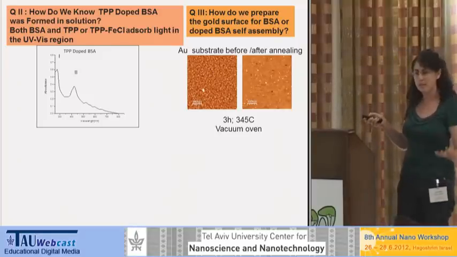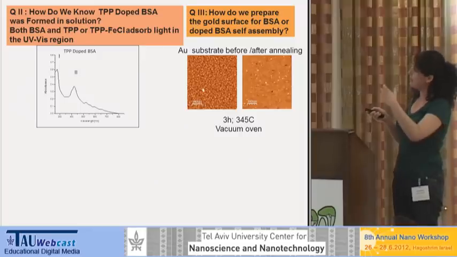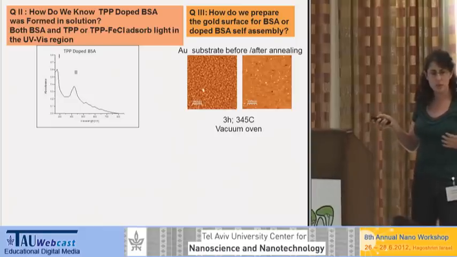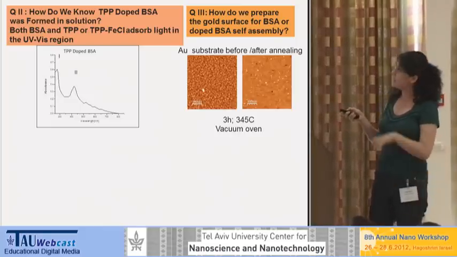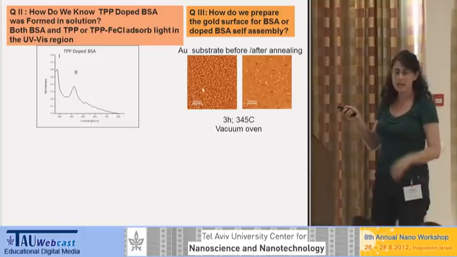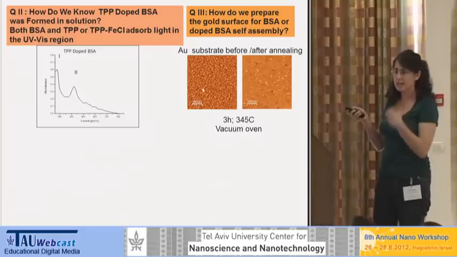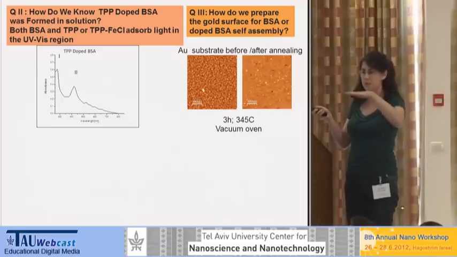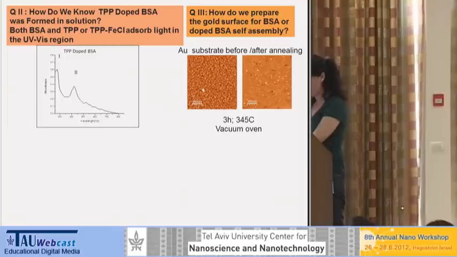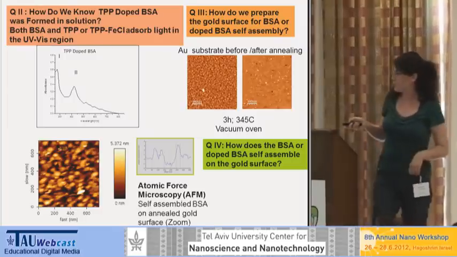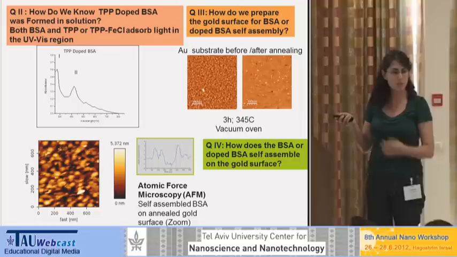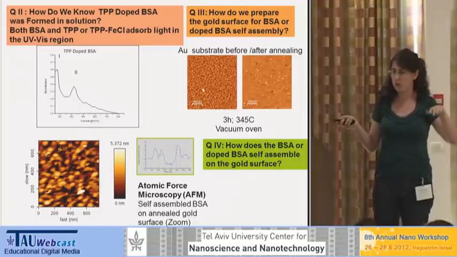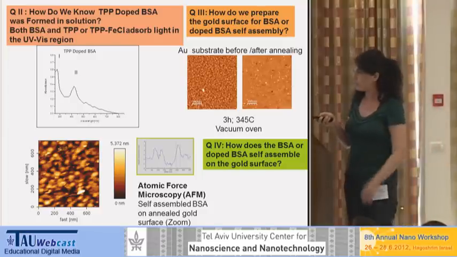So we want to prepare the substrate for the adsorbance. The material that we make the electrodes from is gold, due to its appropriate work function. What we see here is the treatment of the gold substrate before the adsorbance of bovine serum albumin: annealing, enlargement of the grain boundaries, and flattening the surface before the assembly of the protein. And then the actual assembly of the protein on the surface, because what we want to get is a homogeneous monolayer of the bovine serum albumin or the doped bovine serum albumin.